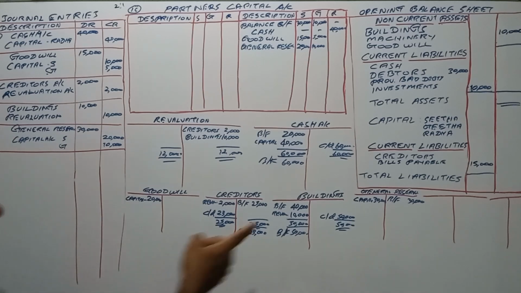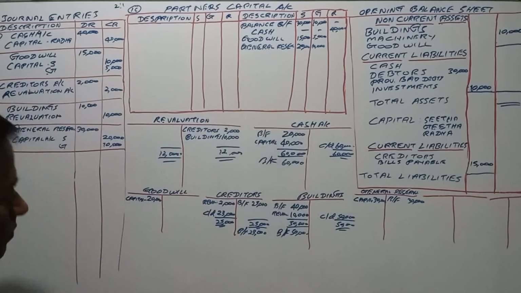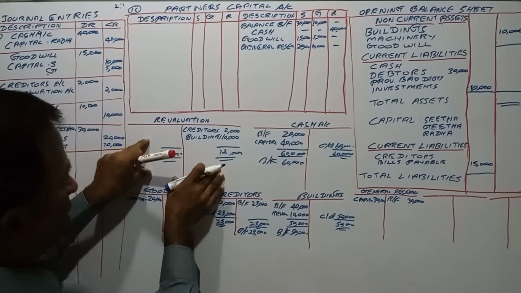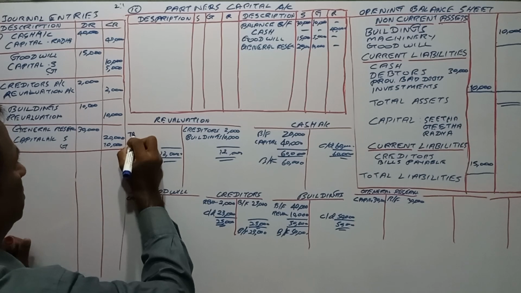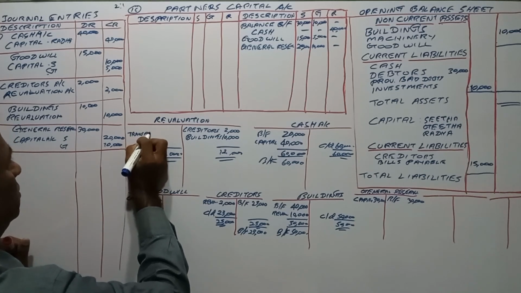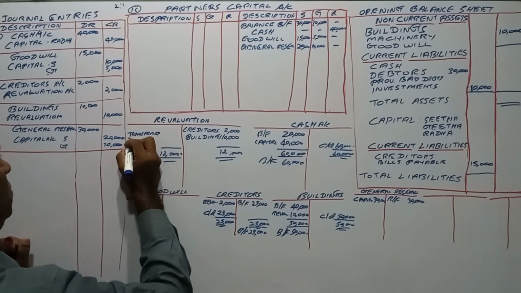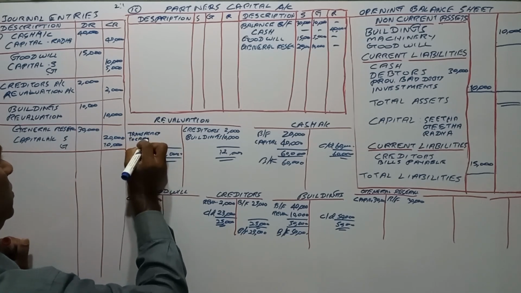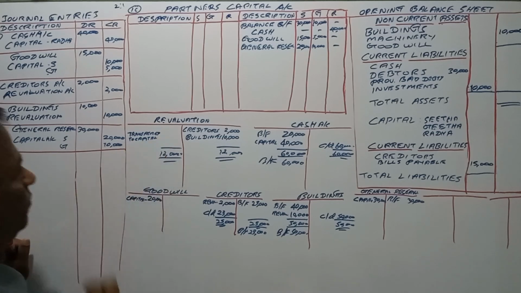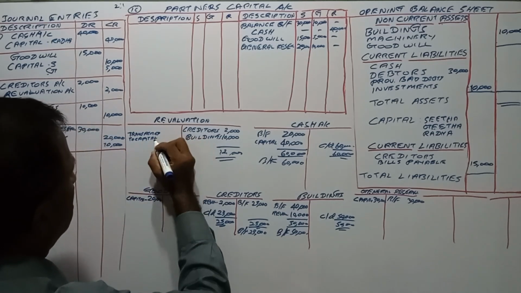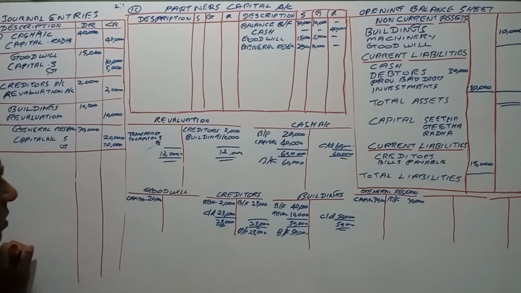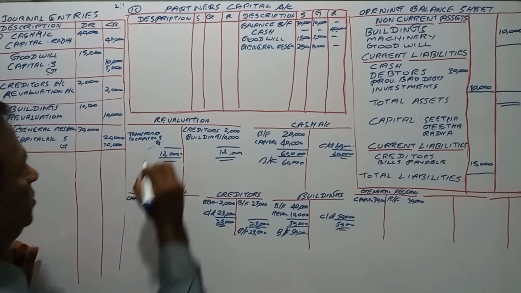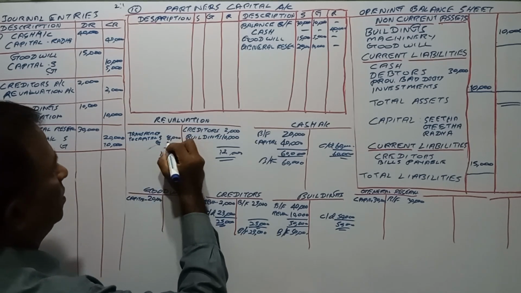We had transferred the general reserve to the capital. There is no profit in revaluation, so we directly transfer to the capital. So SG and SNG, right? 12,000 in 8,000 and 4,000.